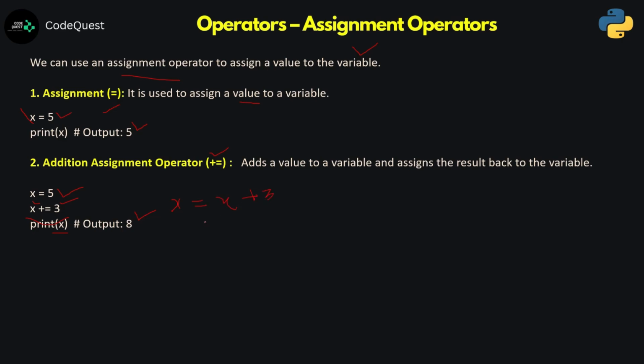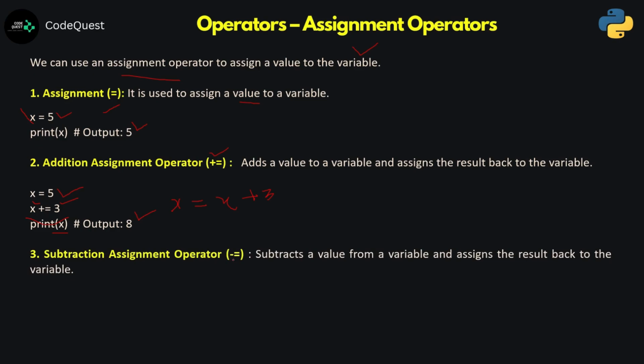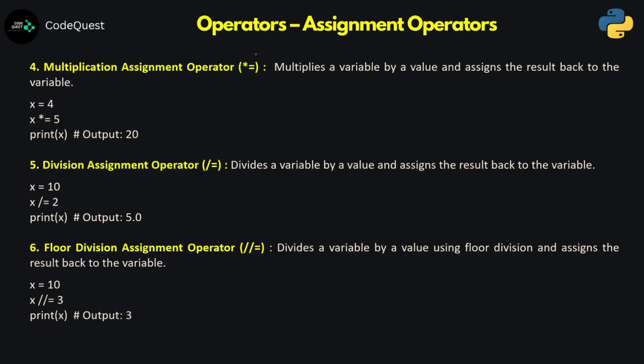So x plus equal to 3 can in other way be written as x equal to x plus 3. Very similarly, minus equal to is nothing but subtracting a value from the existing value of the variable. Like x equal to 10, x minus equal to 4 produces a result 6, because this indicates x equal to x minus 4. Similarly, the multiplication assignment operator, where we can write x asterisk equal to 5, is equivalent to x equal to x into 5. So as x value is 4, x equal to x into 5 means 4 into 5, and 20 is updated as the x value.